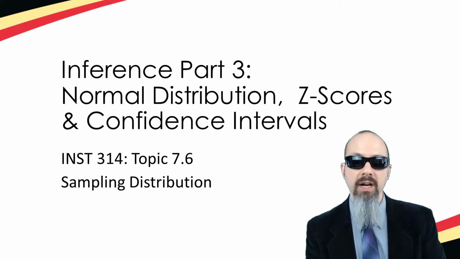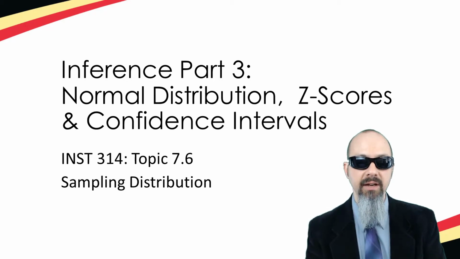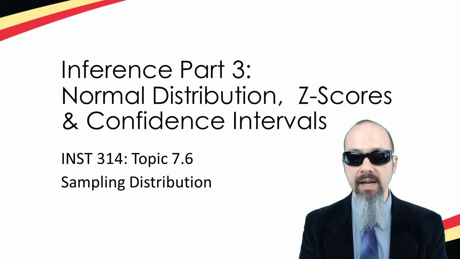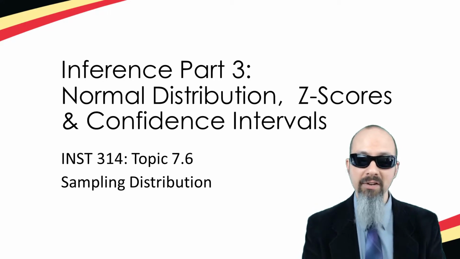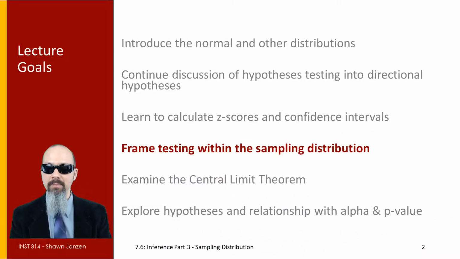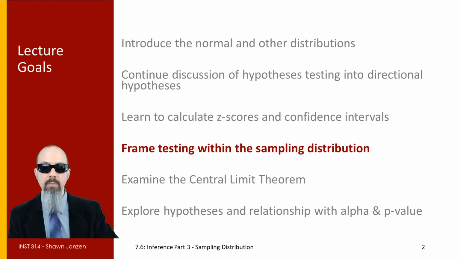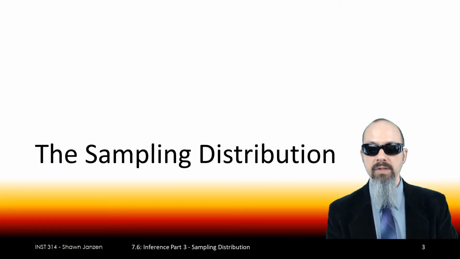We're continuing our talk on Inference Part 3, and in this case, our topic 7.6 is going to carry us into the theoretical land of the sampling distribution. I promise I'll try not to make this too painful now that we're back in theory land, and we'll get ourselves through it. So again, we're going to talk about framing within the sampling distribution. We're going to move later into the central limit theorem and kind of wrap things up a little bit more. So let's start talking about that sampling distribution.